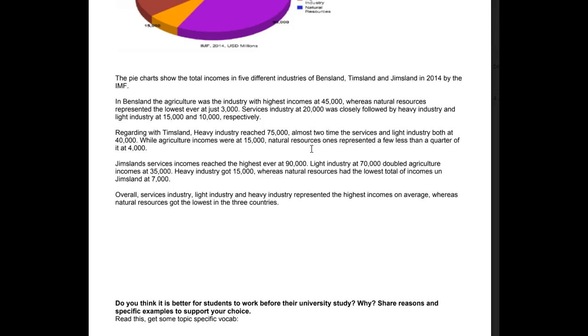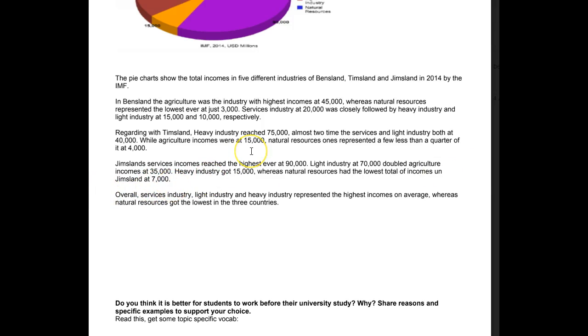Okay, so light industry at 70,000, again, doubled, does the exact same thing. It implies that there's some sort of change happening, but you don't have that. What you need here instead is words that show comparison, but not necessarily change. There's a difference, okay? So, light industry at 70,000 was twice as high as agriculture income at 35,000. Heavy industry got 15,000, whereas natural resources had the lowest income, not total of income, in Jim's Land at 7,000.